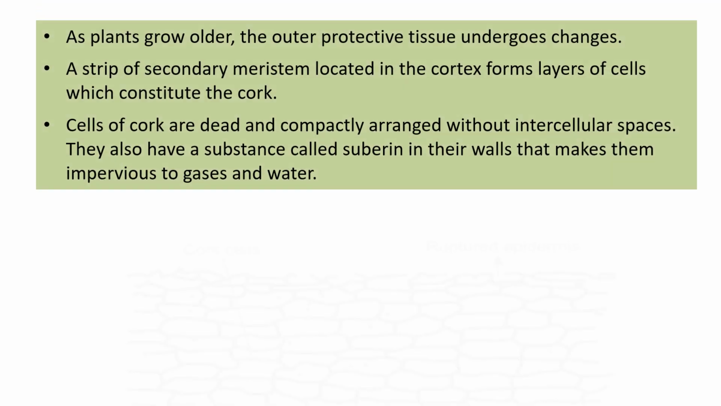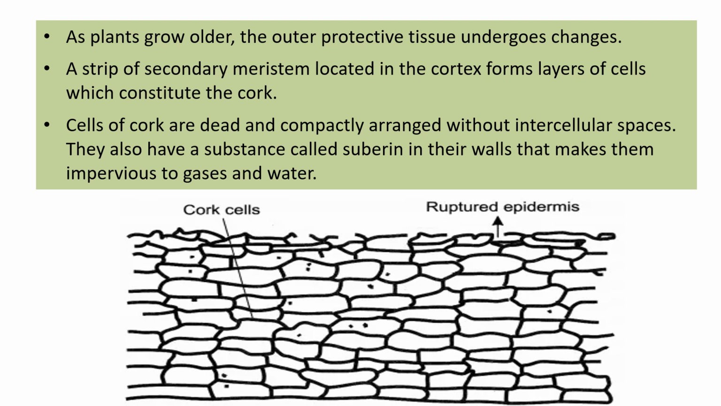As the plant grow older, there are certain changes taking place in the outer protective covering. ठीक है, इसमें आप याद करो कि बाहर में एपिडर्मिस होता है, फिर उसके नीचे हाइपोडर्मिस एंड देन वी हैव अ लेयर ऑफ कॉर्टेक्स. ठीक है, द कॉर्टेक्स कंटेन्स अ स्ट्रिप ऑफ सेकेंडरी मेरिस्टेम जिसमें डिवीजन होने के बाद कुछ नए सेल्स बनते हैं एंड दे कॉन्स्टिट्यूट कॉर्क.